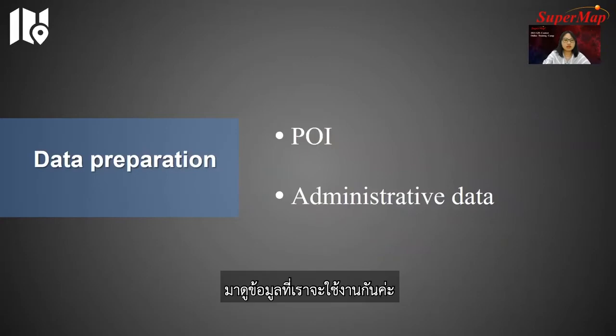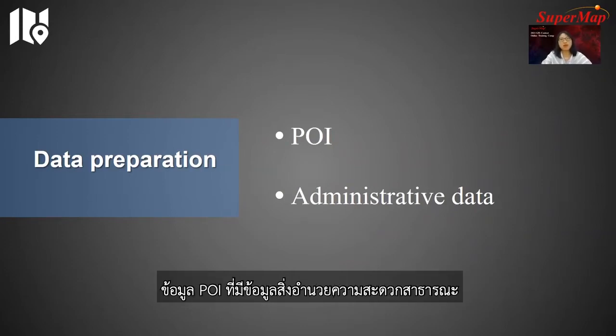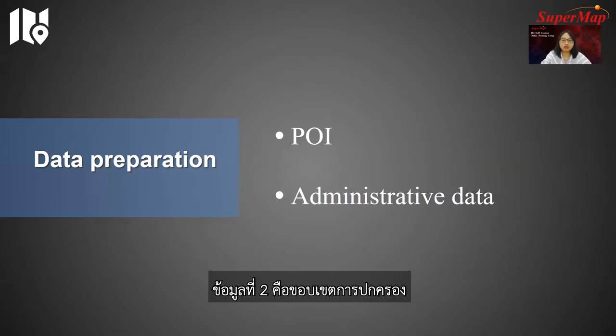And let's take a look at what data we need. We need two types of data. The first one is POI, which includes the public service facilities. And another one is the administrative data.